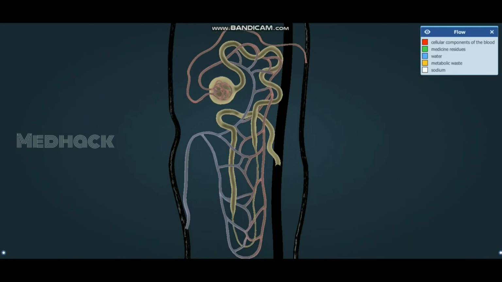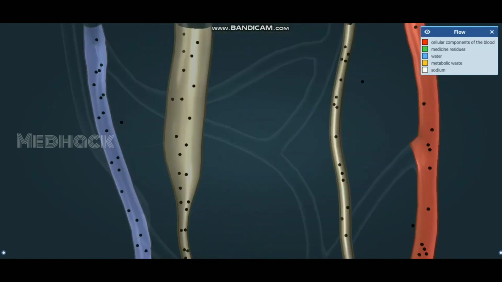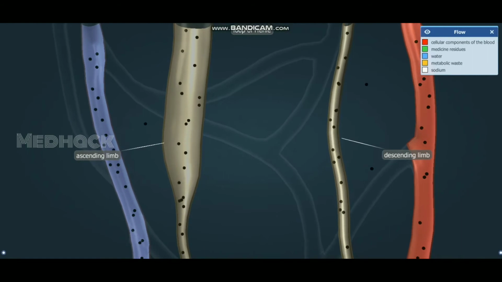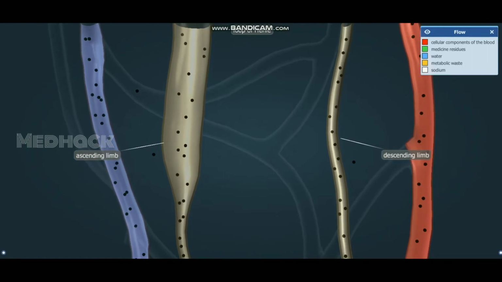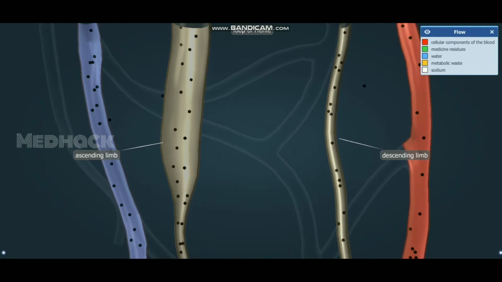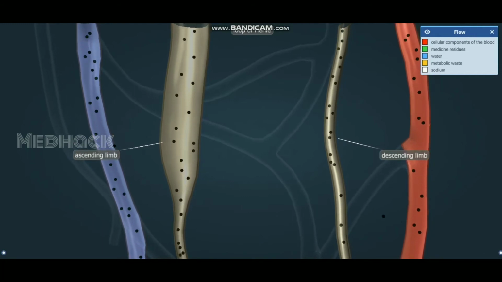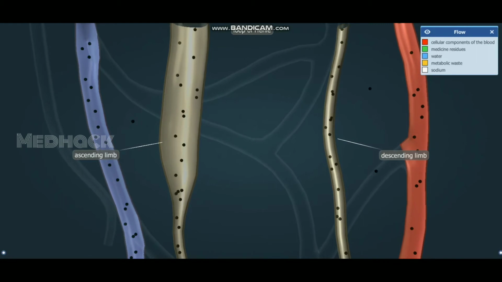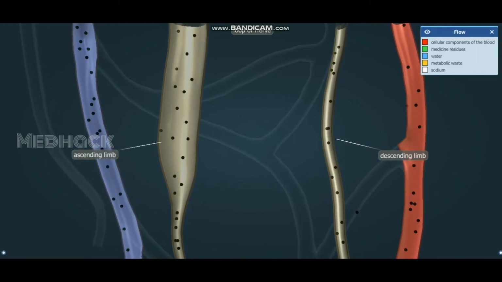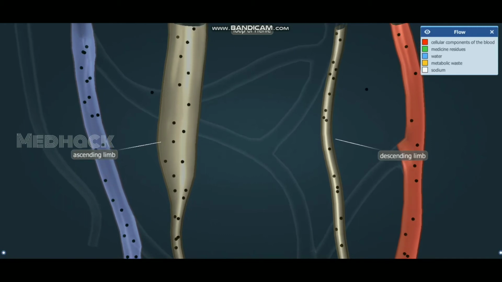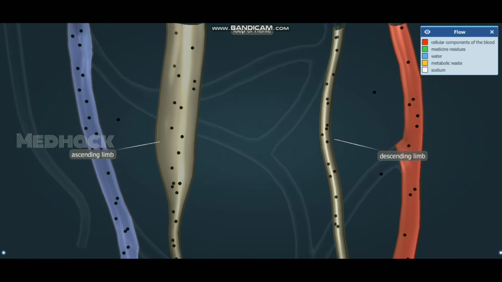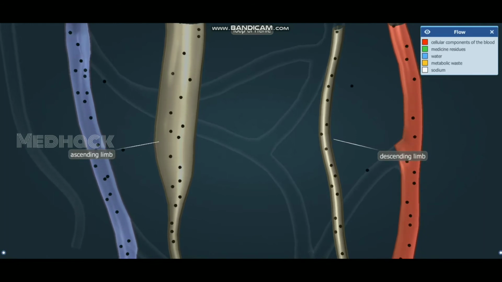The next section of the nephron, the loop of Henle, is located in the renal medulla. The loop of Henle consists of a descending and an ascending limb, and its function is to reduce the quantity of the filtrate. Water is reabsorbed from the filtrate in the descending limb, increasing its osmotic concentration. In the ascending limb, the filtrate becomes less concentrated as sodium ions are reabsorbed from it.